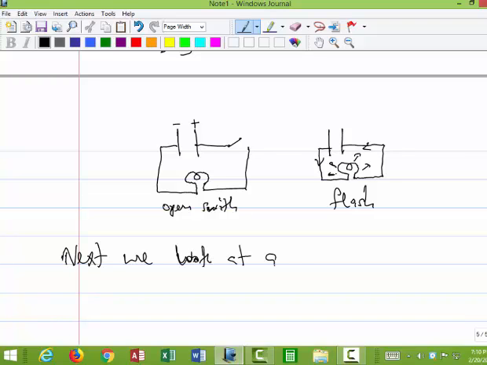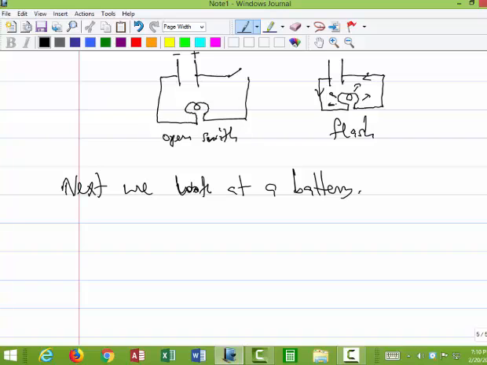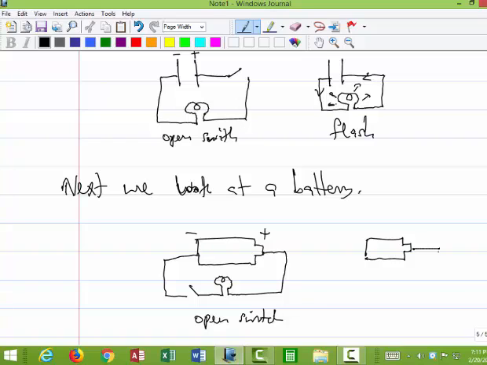Next we look at the battery. Actually, let me draw a real battery. So let's say we have a battery like that. So this battery is connected in a circuit. Let's say this is a light bulb. So we have a switch, and that's there. So this is positive and that's negative. Okay. So if the switch is open, there is no light. And if we close the switch, we go like this. So this time the switch is closed. When you have a closed switch, then the light comes on, of course.